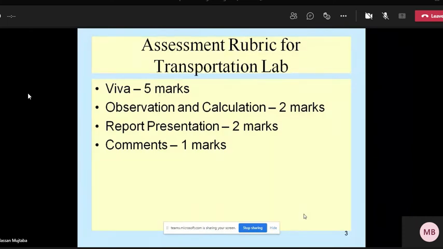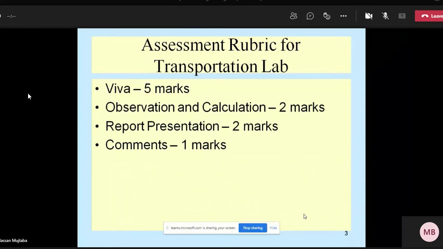Then report presentation, how you are going to present the report. Maybe some are going to present in a very good manner, some in a very ugly manner, with pages coming out of the manual or not properly pasted. So you have to take into consideration 2 marks for this report presentation and 1 mark for the comments regarding the experiments. So this one is the assessment rubric.